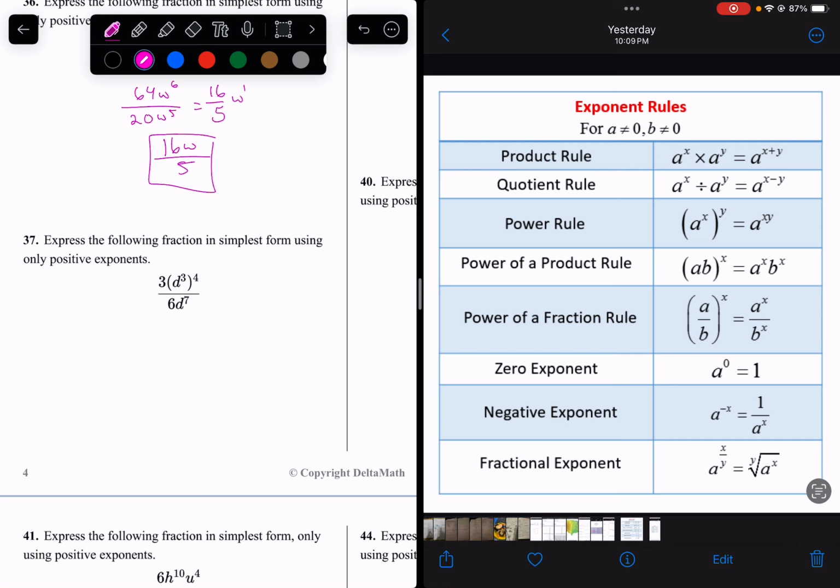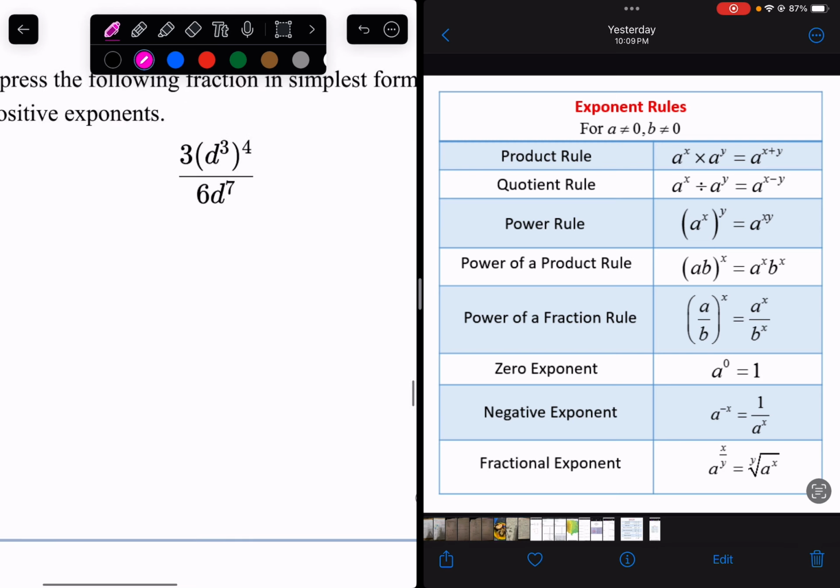All right, and we'll try this one. So this 4 only applies to the d to the 3rd. It doesn't get distributed to the 3 because the 3 is not inside the parentheses. So we end up with 3d to the 12th all over 6d to the 7th.